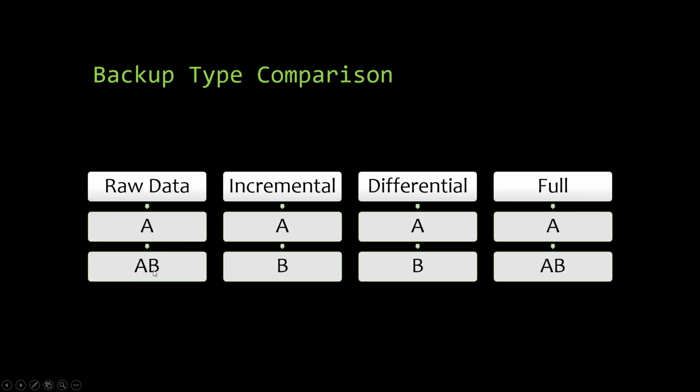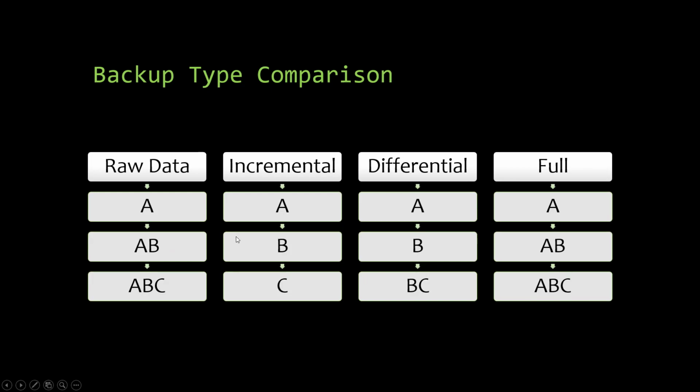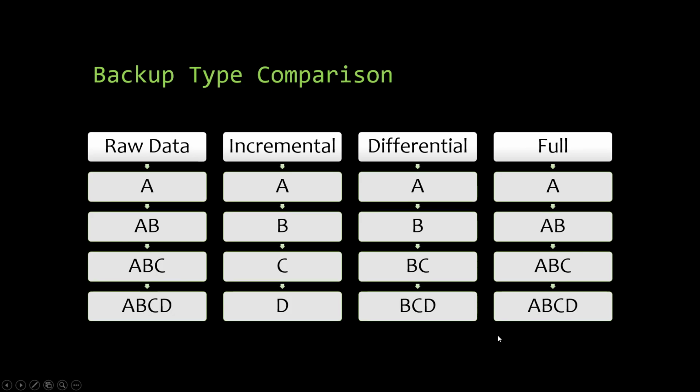Let's say now you add some data, so now you have AB. Incremental would only copy B for the next backup. Differential would also only copy B, whereas a full backup would copy AB. This would continue with incremental only copying the C. Differential, however, now would copy B and C and leave off A. And full would, of course, do A, B, and C.